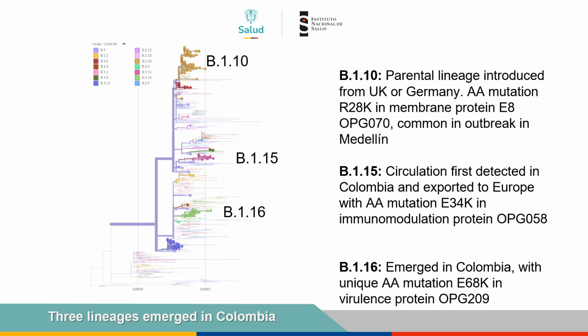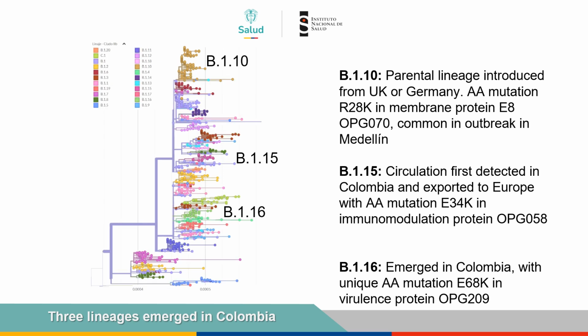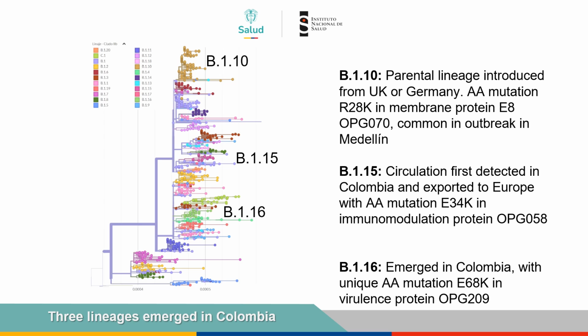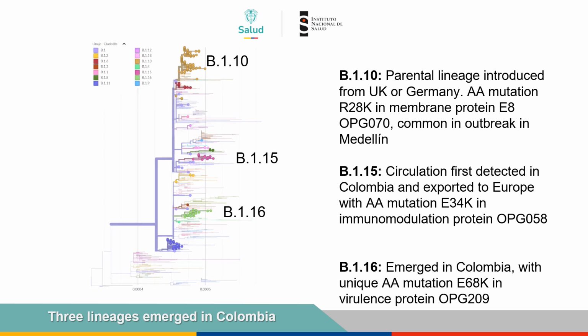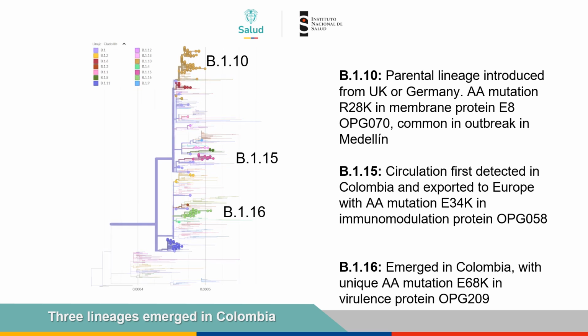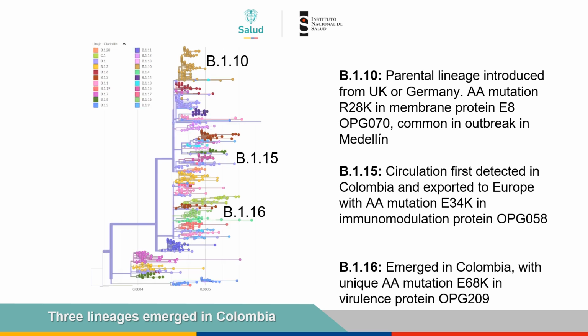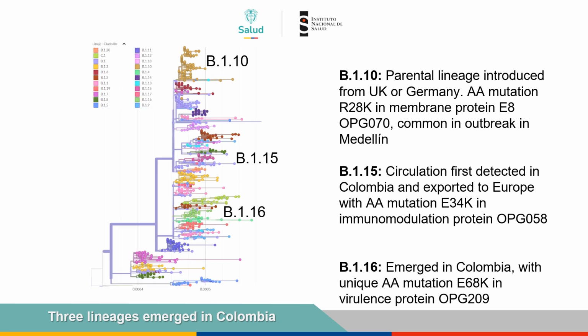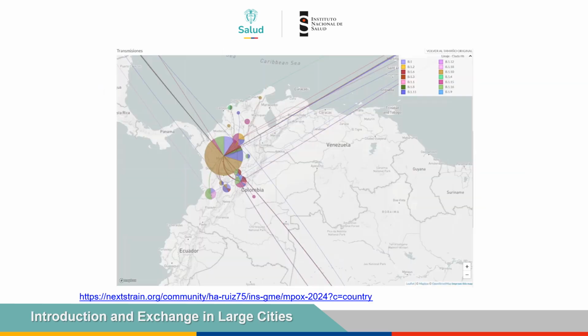Lineage B.1.10 was a lineage whose parent was introduced from Europe, and it had an amino acid mutation in a membrane protein. This lineage was common in the outbreak in the city of Medellin. The other two lineages were detected as circulating and first detected in Colombia and then exported to other countries, lineage B.1.15 and lineage B.1.16.